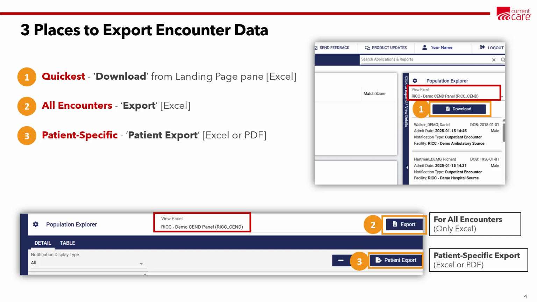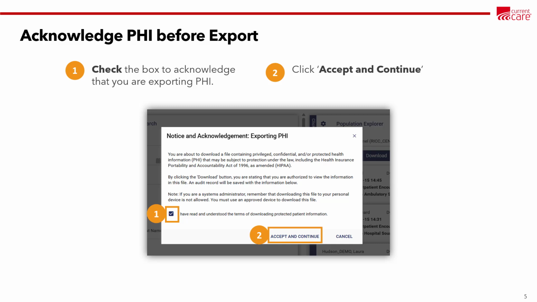There are 3 places to export encounter data in Population Explorer. The upcoming slides will expand on each option. If you have multiple panels, use the box shown in red to select a panel before you export. You will be required to confirm that you understand the terms of downloading this protected health information. This screen will appear before you export any reports. Check the box and then click Accept and Continue.